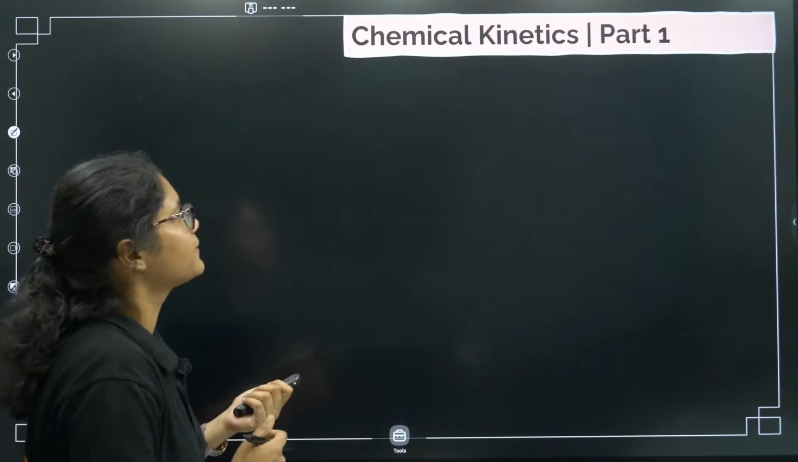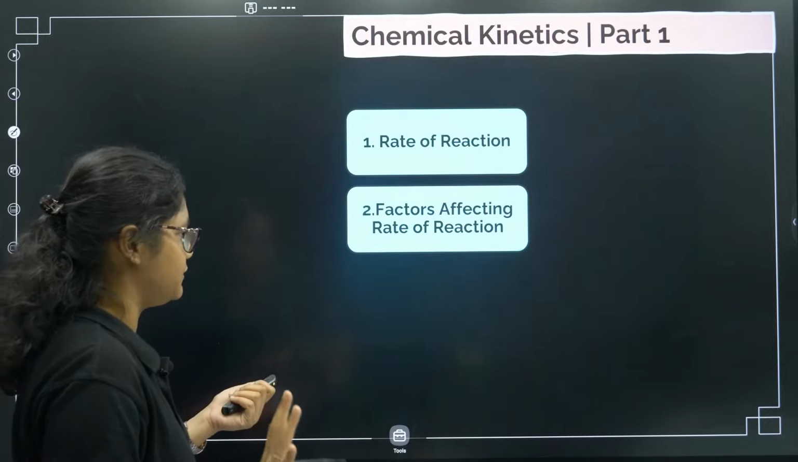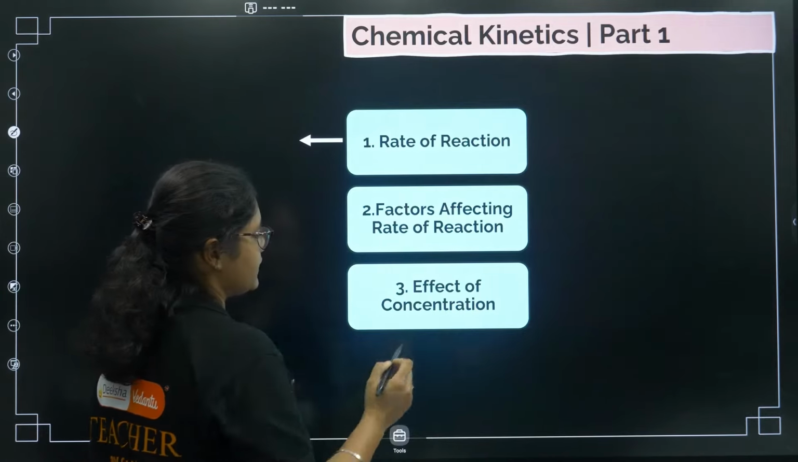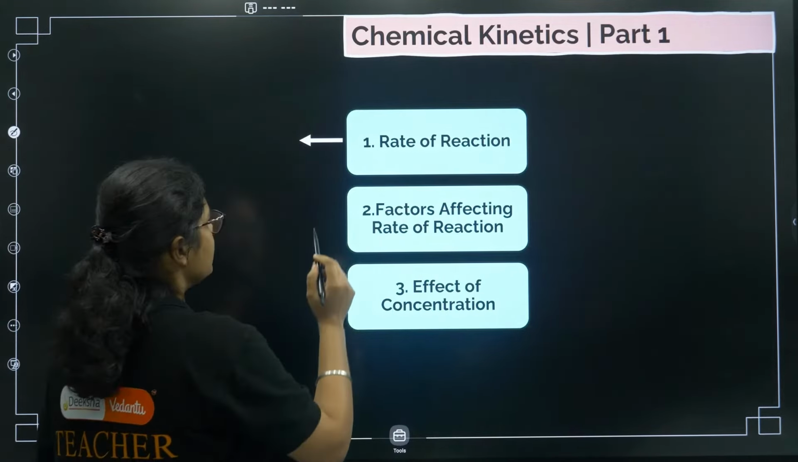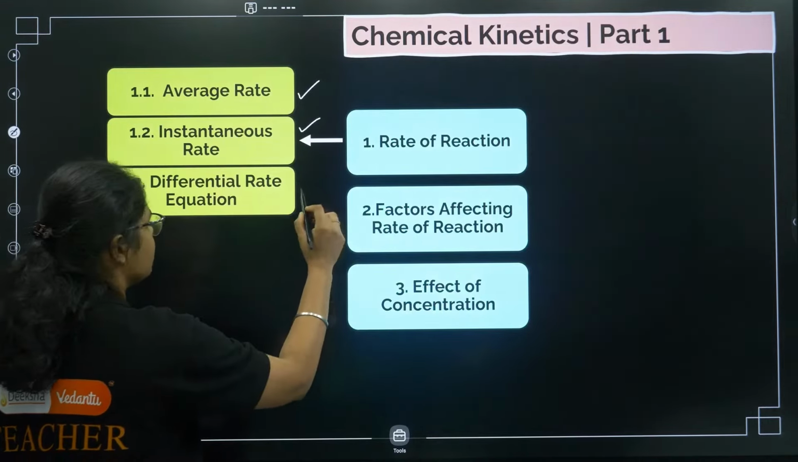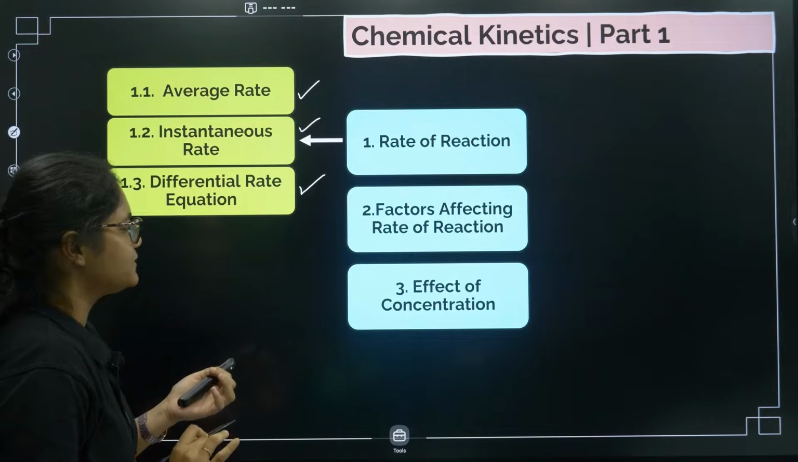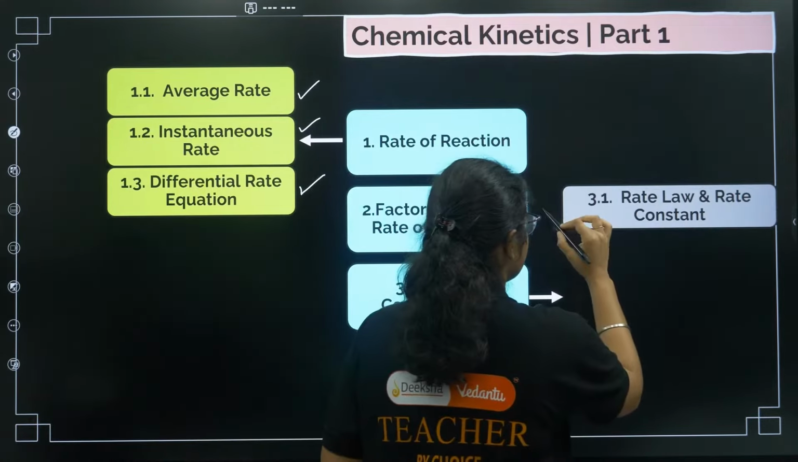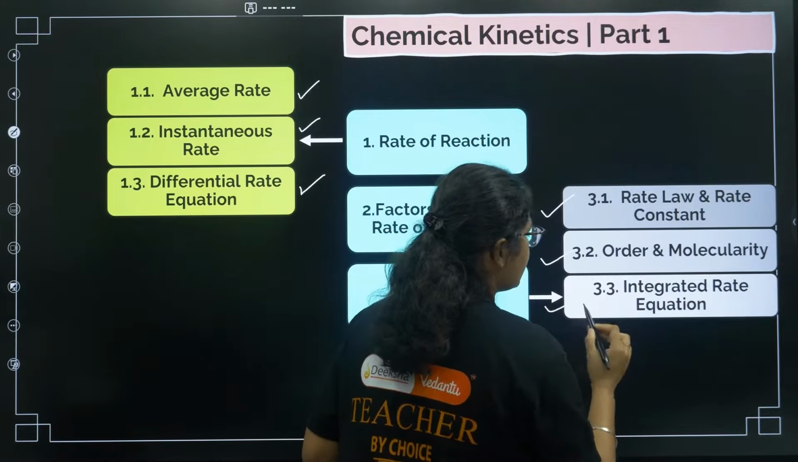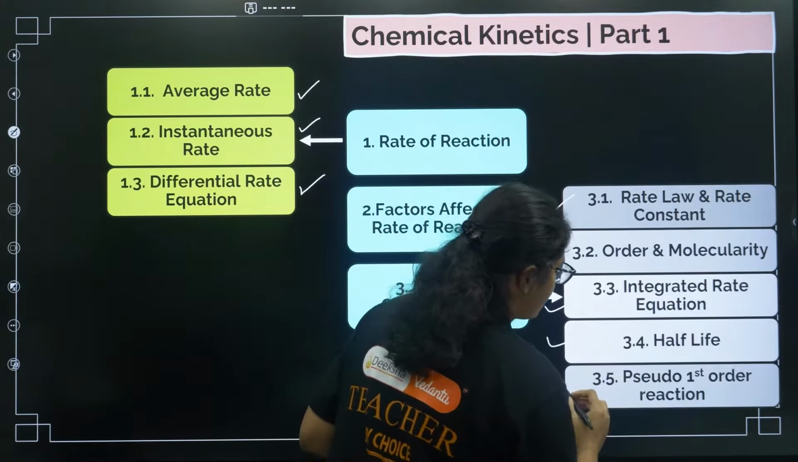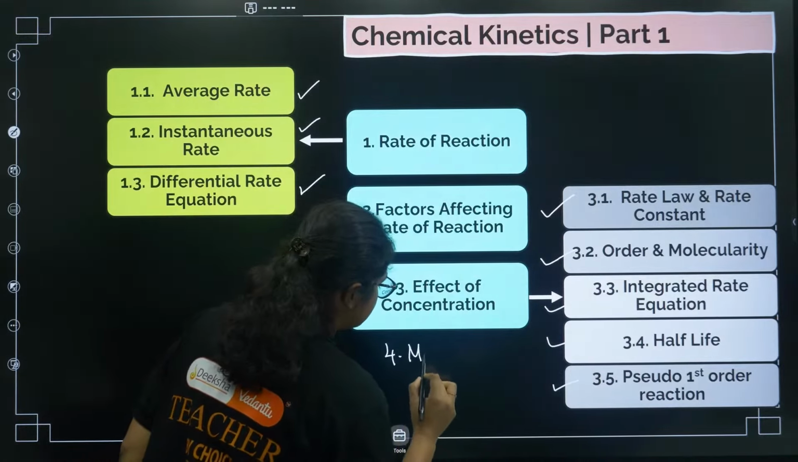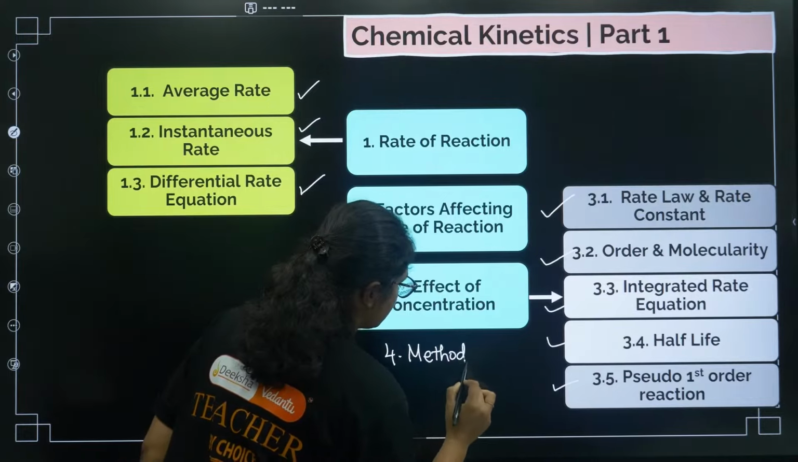First of all, the chemical kinetics part 1. So as I told you, we will be discussing these concepts today. Rate of the reaction, factors affecting the rate of the reaction, effect of concentration. Now in rate of reaction, what all things we are going to cover? Average rate, instantaneous rate, and differential rate equation. Okay, next, in effect of concentration, there are so many topics we are going to cover, that is rate law and rate constant, order and molecularity, integrated rate equation, half-life, and pseudo first order reaction. Okay, so I missed here one thing that you are going to discuss, methods to determine order.